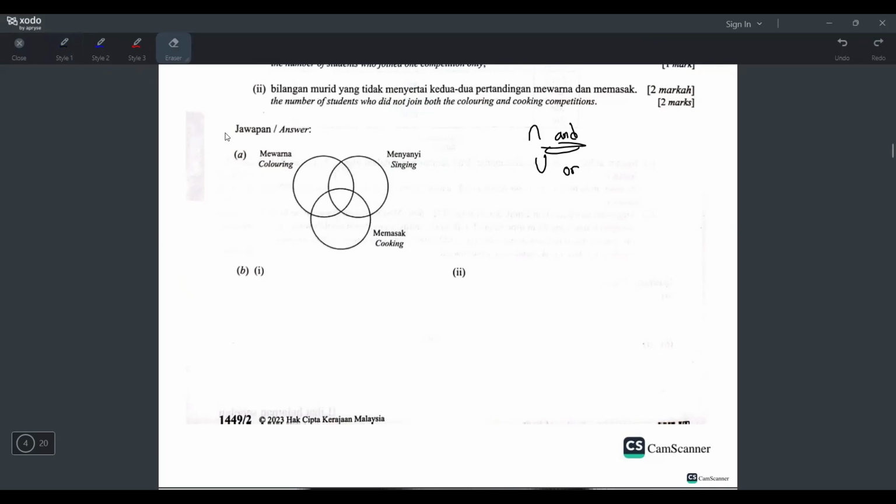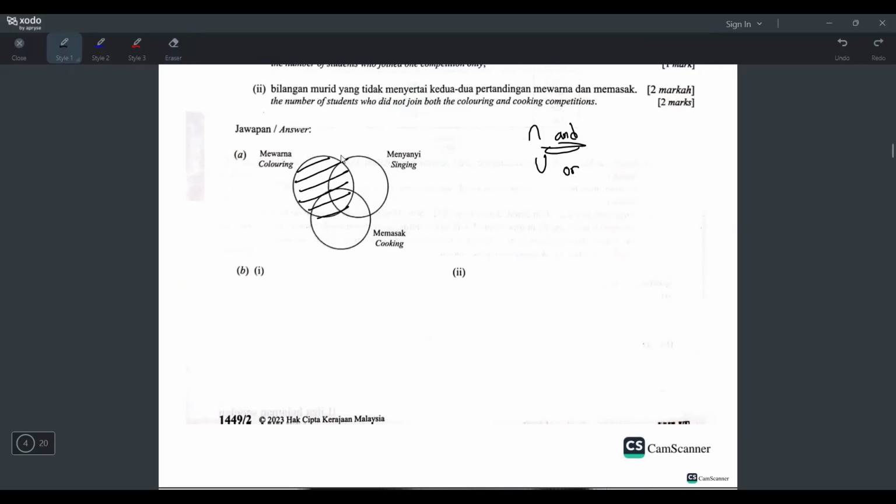Okay, let's try one more time. This time I will ask you this one. This region is for student yang macam mana? Coloring and cooking, tak ada only. Just coloring and cooking, because this is the intersection, the overlap for coloring and cooking. But if I erase the middle here, then it becomes coloring and cooking only. Sahaja. So important lah.